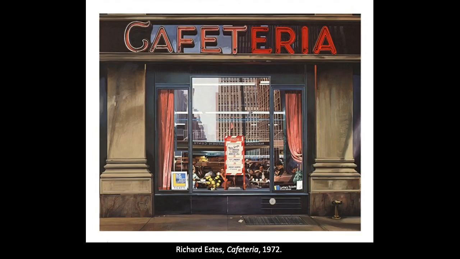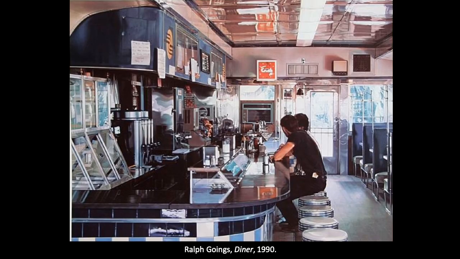Photorealism is exactly what it sounds like. Reproduction of minute details with precision. So you see here a window for a cafeteria. You can see the reflections of the street in the glass as well as what's inside of the cafeteria. And the interior here in Ralph Goings's diner, it looks like a photograph, right? It's the perspective, proportions, reflections, everything is expertly handled and very convincing.